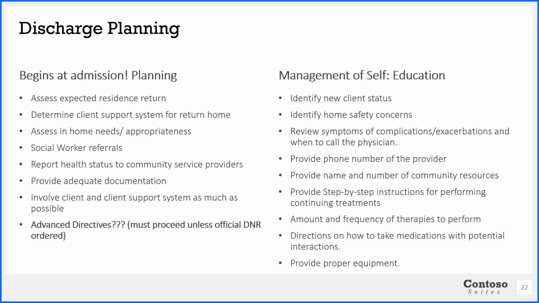Assess the home needs and appropriateness. It's a level 1-story home. Now, if it was a 2-story home and you needed to go up and down the stairs a lot, we might need to look at that and make a room downstairs for him.